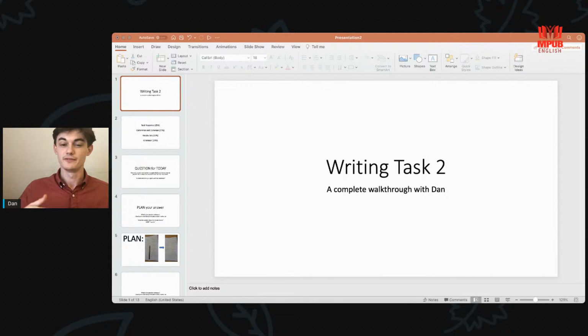So it's in quite a formal academic style, unlike maybe your writing task 1. I mean, if you're doing the general IELTS exam, that will be in the style of a letter, so slightly different style. But writing task 2, very formal, very academic. You're giving your opinion, your argument.